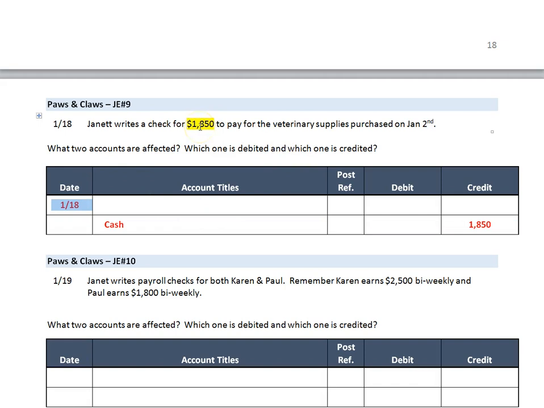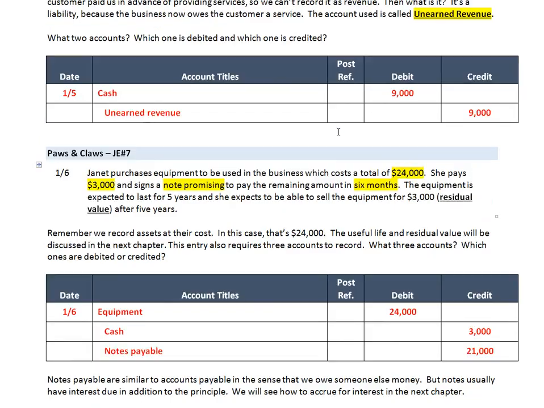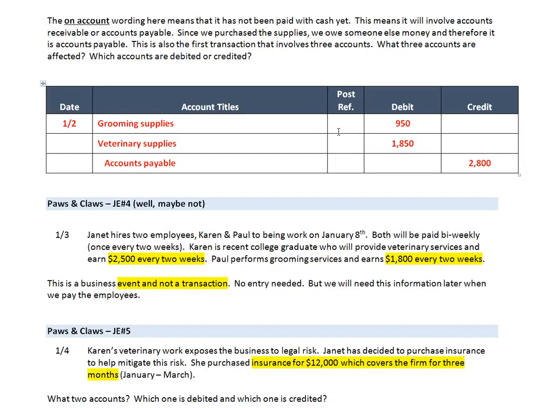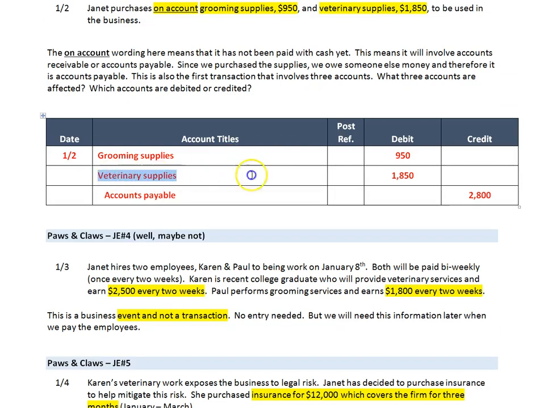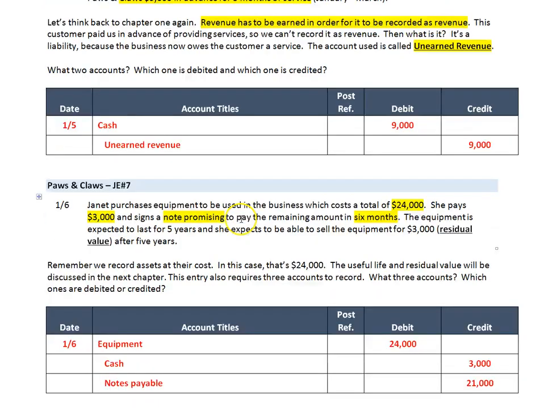They're paying this for veterinarian supplies, but we've already recorded, let's see how we recorded the veterinarian supplies. Veterinarian supplies, we debited and put it into accounts payable. So we're not purchasing them now, we're just paying the bill off. So what we need to do is reduce accounts payable. Once we pay somebody what we owe them, we no longer owe them that amount of money. So we're going to reduce accounts payable.